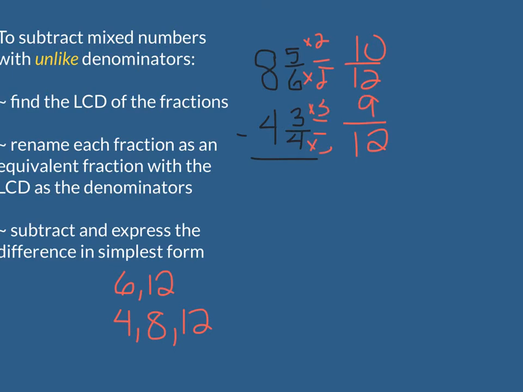Okay, so I have now 10 minus 9 equals 1. Bring down my denominator. And now I subtract my whole numbers. 8 minus 4 equals 4. 4 and 1/12. That's the answer in simplest form.